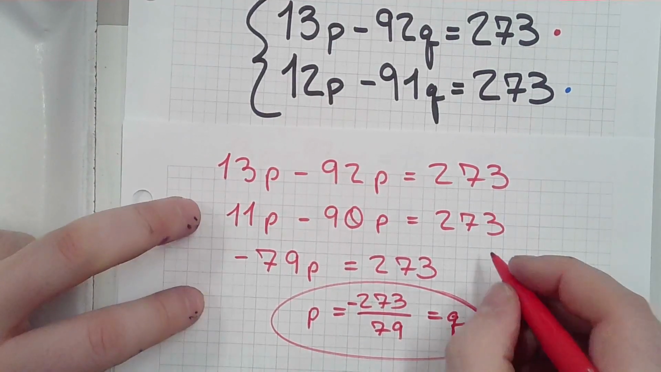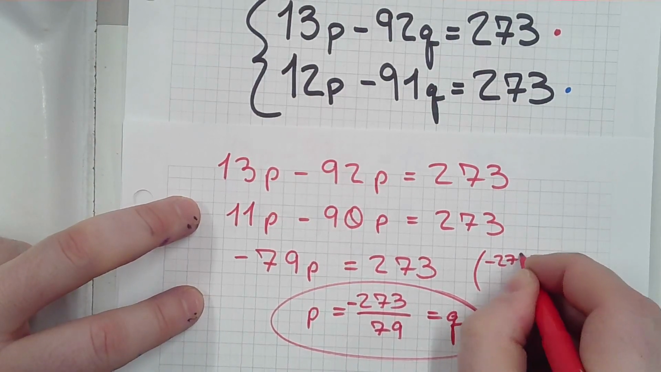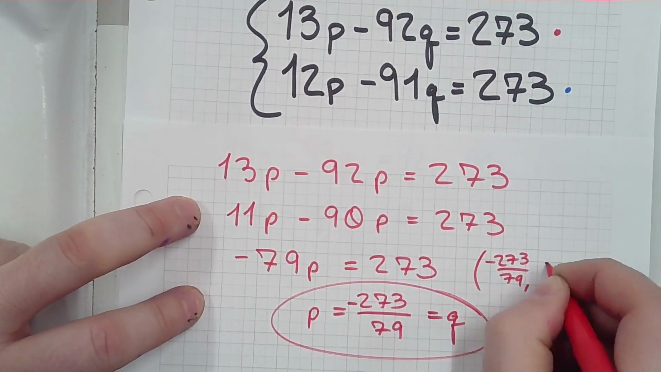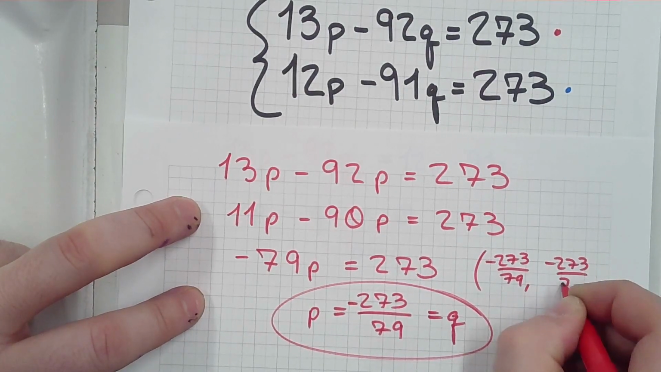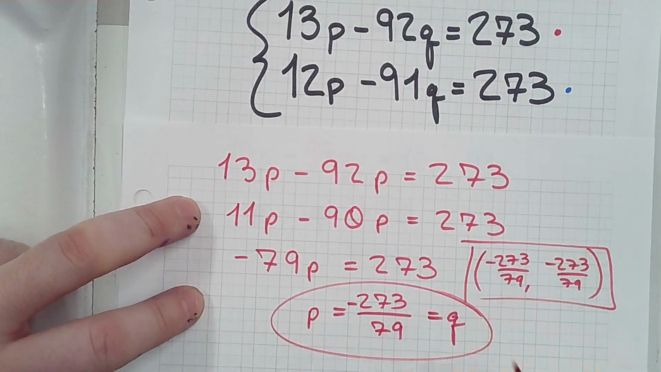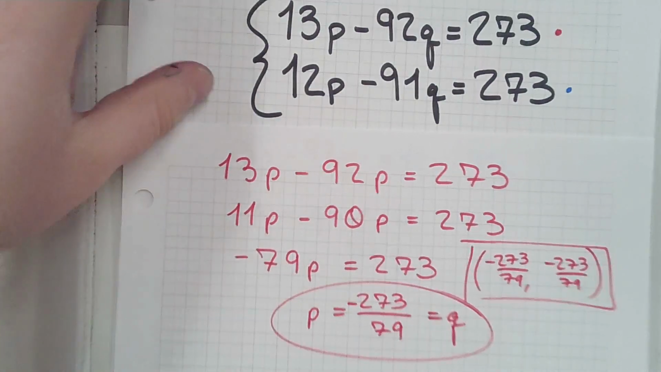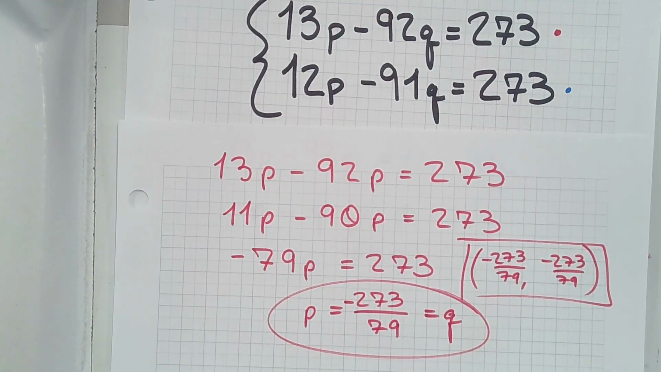We do know it's the same thing as q. So there are both our answers. Negative 273 over 79, comma, negative 273 over 79. Both of them negative. Problem solved. All right, so that's it for section 2, and that's it for now.